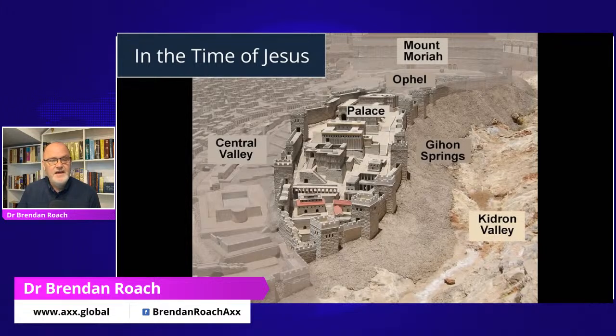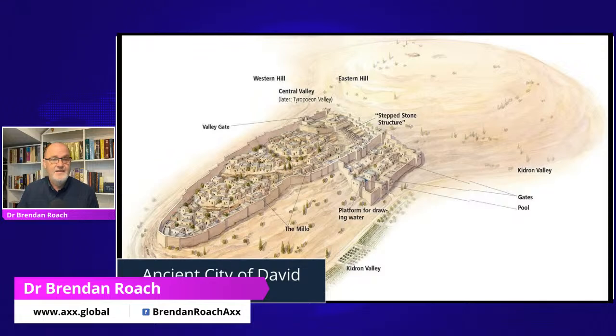We can still see the Gihon Spring, and as you can see, it's on the side of the very steep valley going down, known as the Kidron Valley. So the City of David is this central, longish area here, very, very small compared to what we know and understand as the City of David.